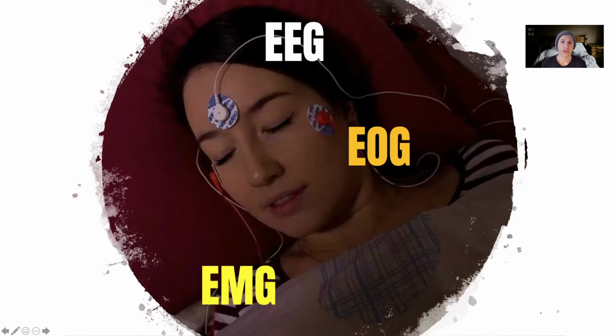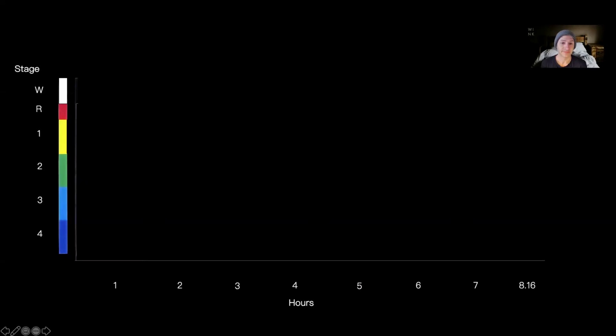And then we've also got EMG, which looks at their muscle tone, their muscle activity, because there's some stages of sleep that don't actually have much muscle activity to them. And when we combine all of these, then we can determine what stage of sleep someone is in.